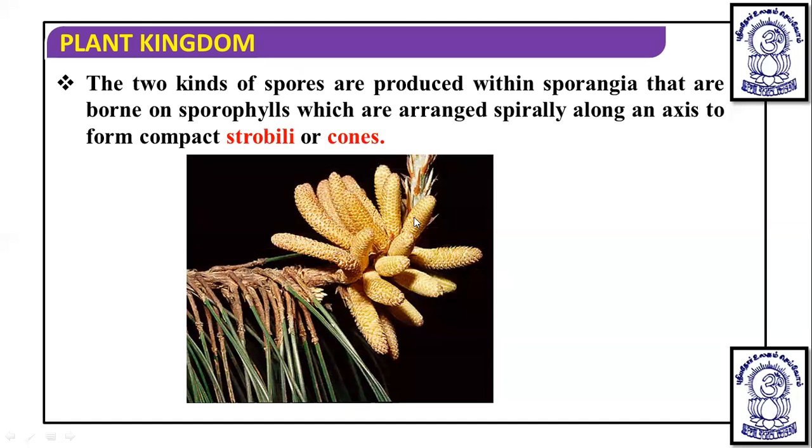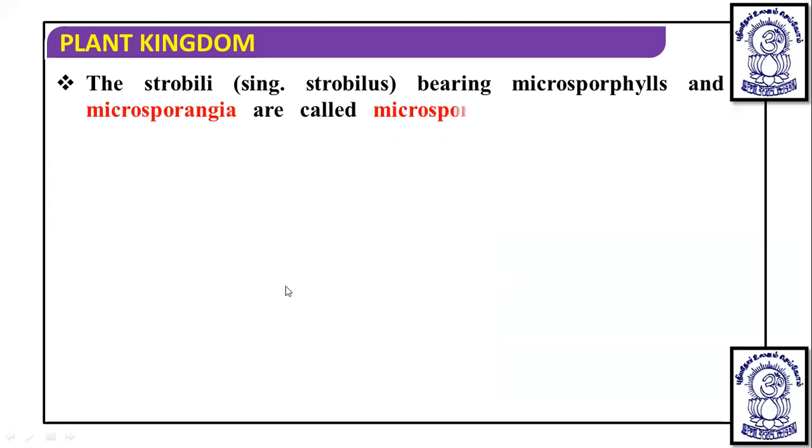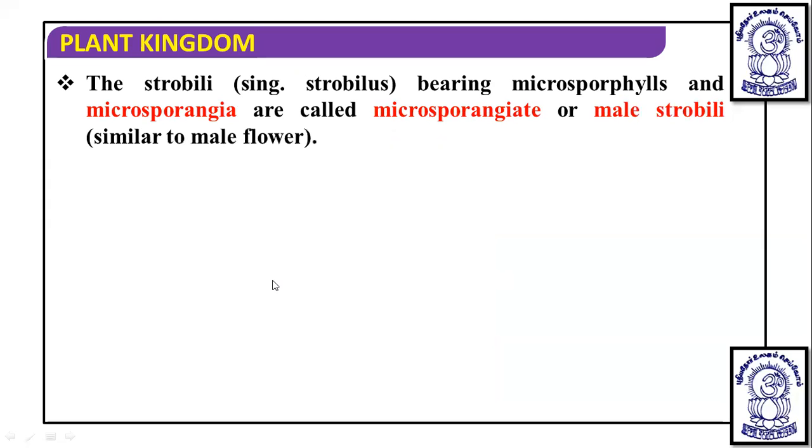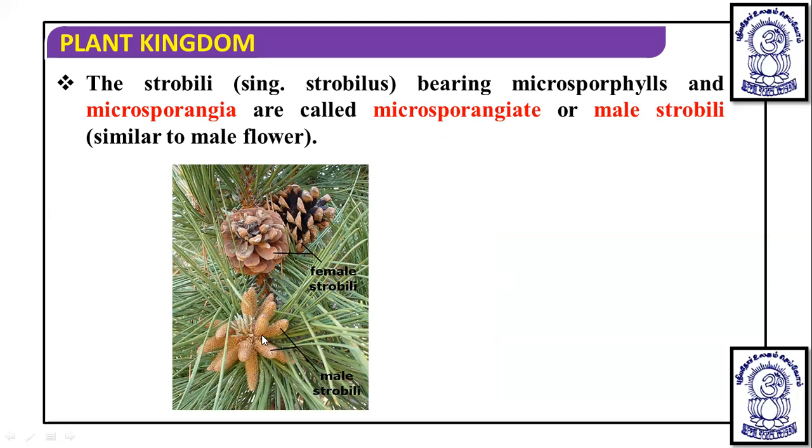You can see this is a diagram of a cone. Now, the strobilus bearing microsporophylls and microsporangia is called a microsporangiate or male strobilus, similar to a male flower. You can see this is the female cone and this is the male cone. So what the statement is saying is that the strobilus or cone bearing microsporophylls means the male cone. It is present like this, and the female cone can also be present.